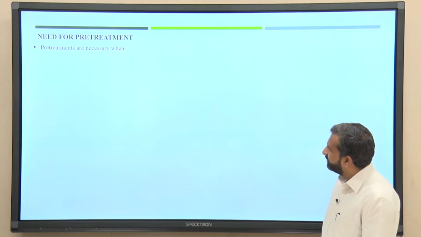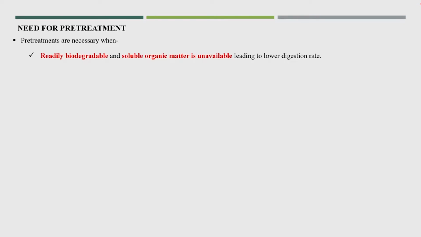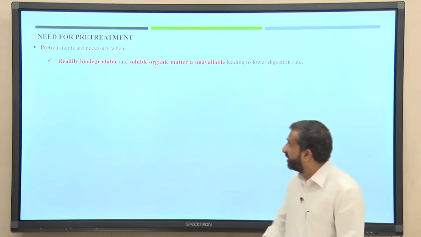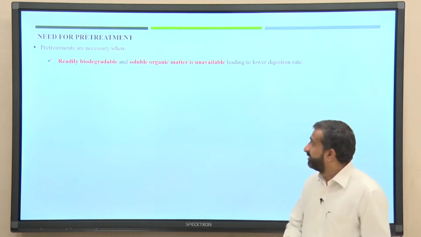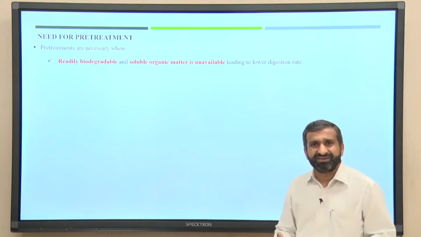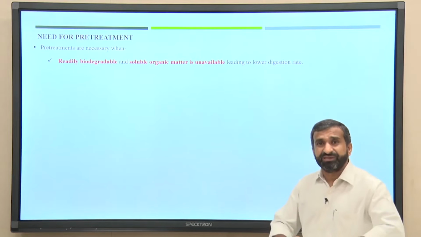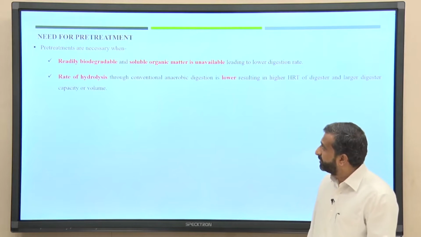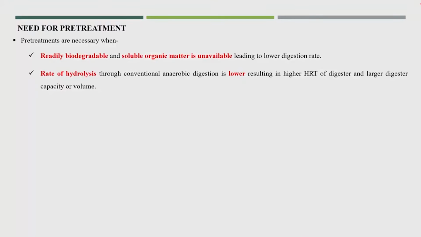And this pretreatment is necessary when readily biodegradable and soluble organic matter is unavailable, leading to a lower digestion rate. Suppose the organic matter is not easily biodegradable and not very easily soluble. Obviously it will not be simply available for microbial degradation in the anaerobic digestion process. So, in that case you will require a pretreatment process.